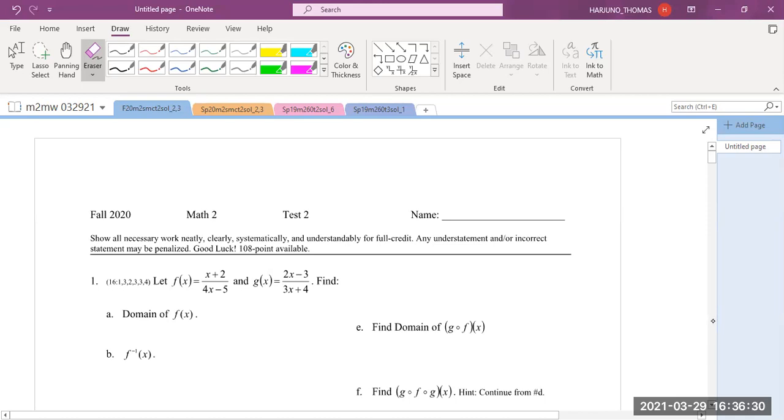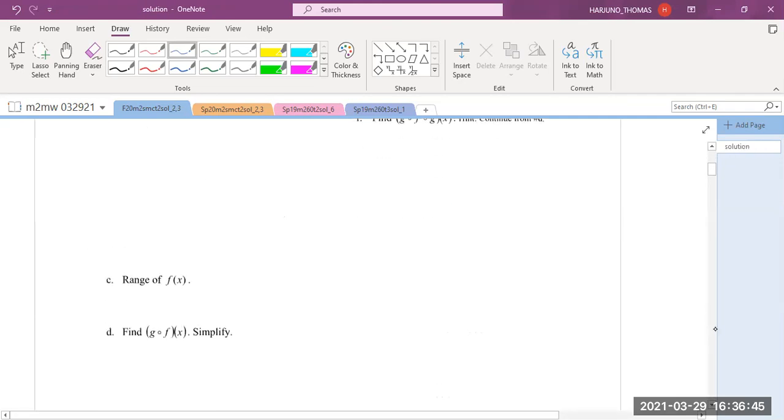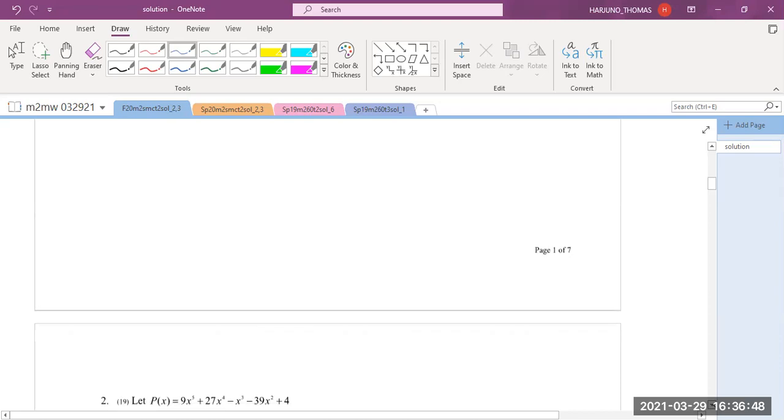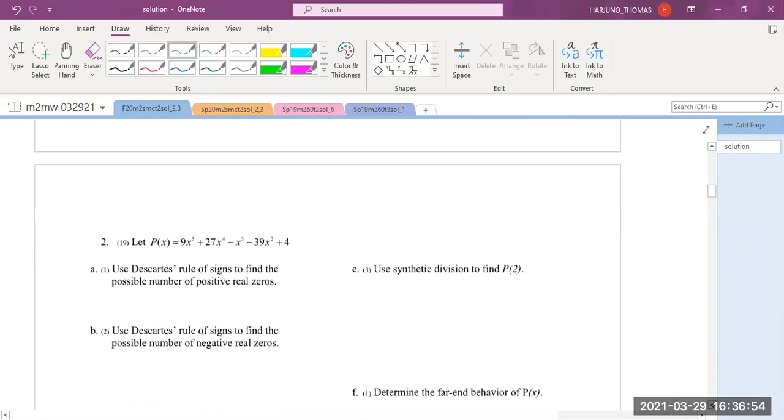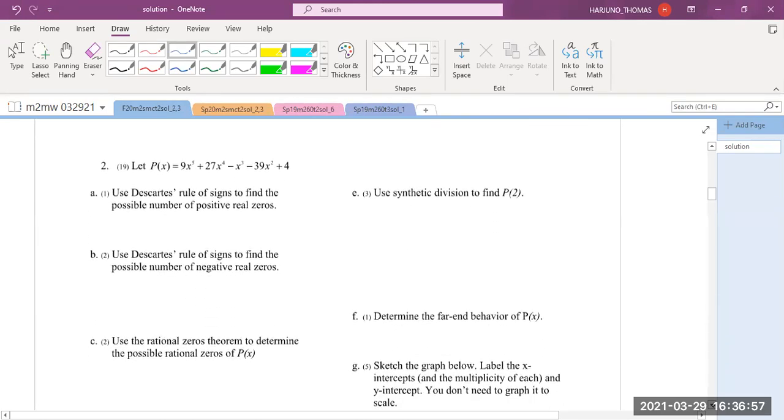Okay, now let's take a look at number 2. Let me write that here first. That will be the solution. I think I want to use blue color instead. Okay, let's see number 2. There are 7 pages for this test, but that's because I give more space. Just like this is fall 20, right? So it's after pandemic. Okay, number 2, we have this polynomial. It will be great if you can print out the blank test that I post on the discussion board so that you can follow me better here.